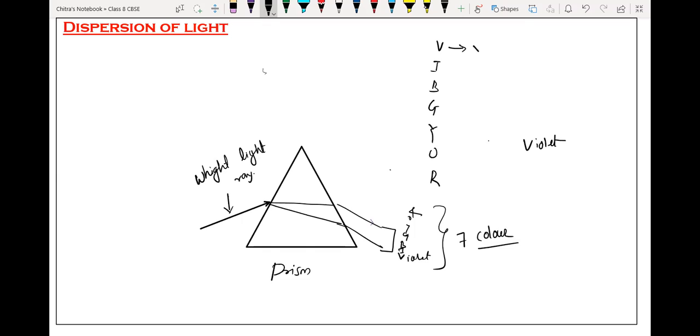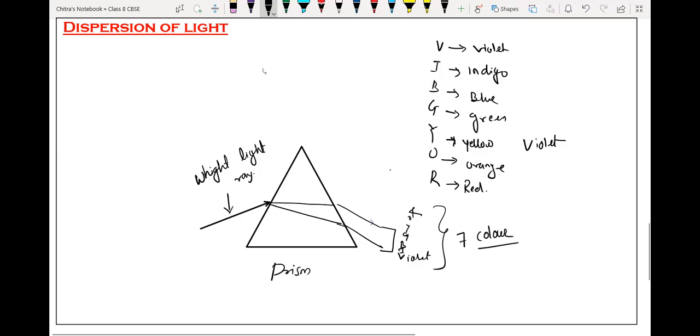V stands for violet, I for indigo, B for blue, G for green, Y for yellow, O for orange, and R for red. So here the white light is splitting into its component colors through the prism. This phenomenon is called dispersion of light.